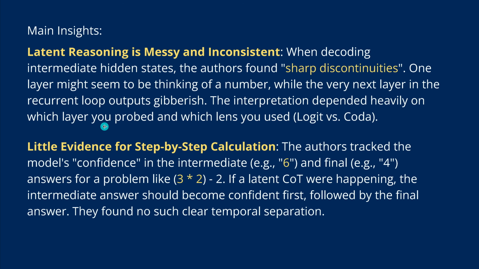And in addition, there's little evidence for step-by-step calculation. The authors tracked the model's confidence in the intermediate result, the 6, and the final result. If a latent chain of thought were happening, the intermediate answer should become confident first, and then the final answer should become more and more confident. And they found no clear temporal separation of those.